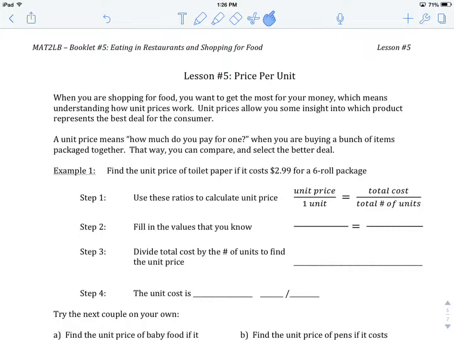Welcome to MAT2LB booklet number 5, Eating in Restaurants and Shopping for Food. Lesson number 5, Price per Unit.